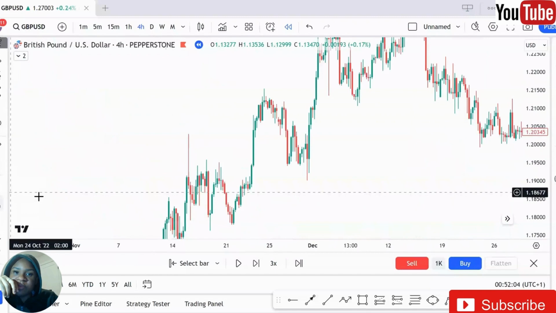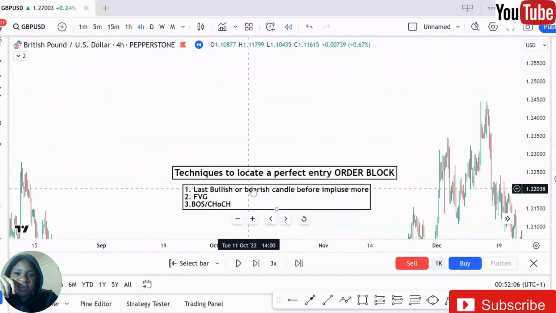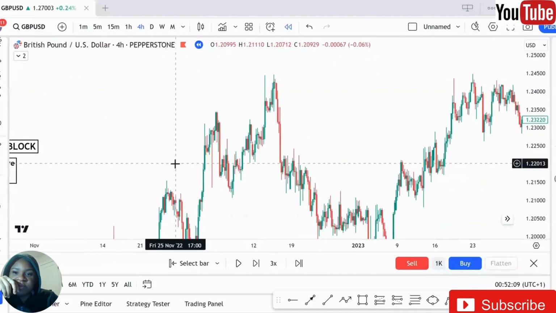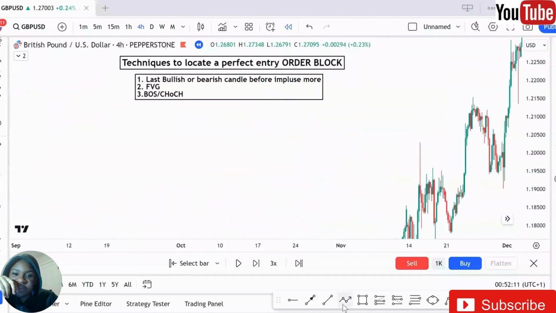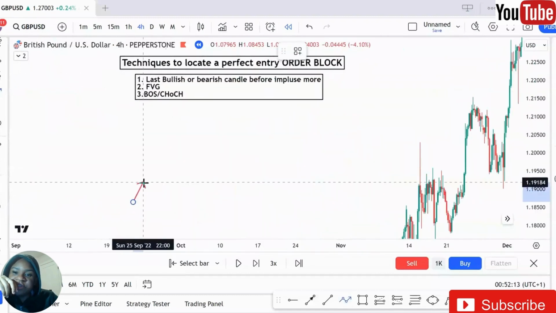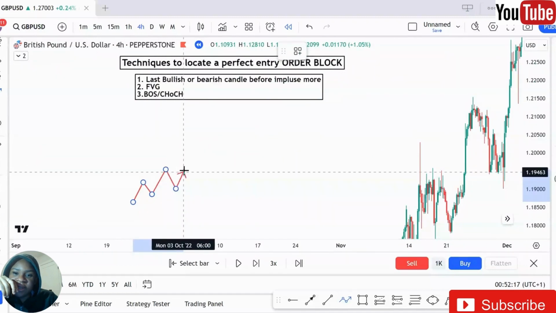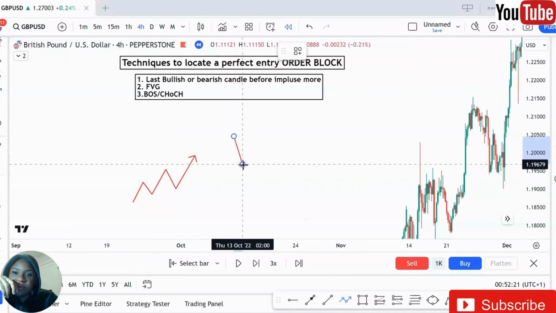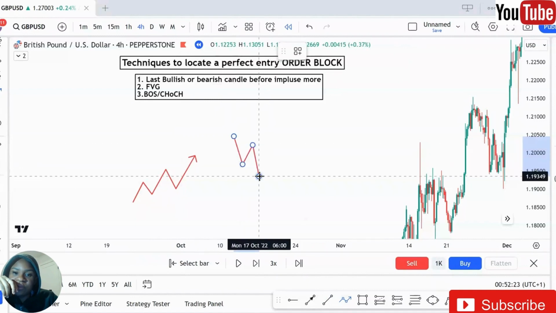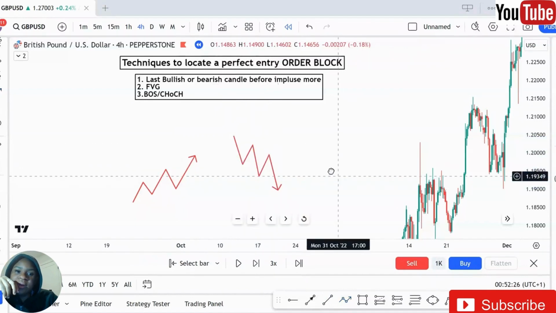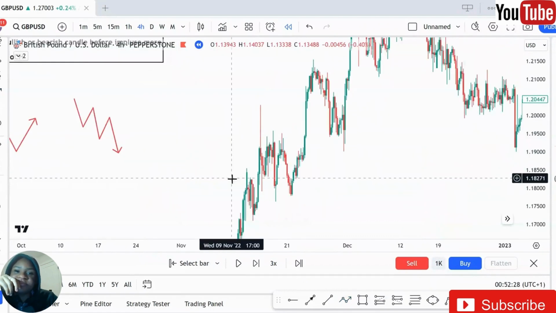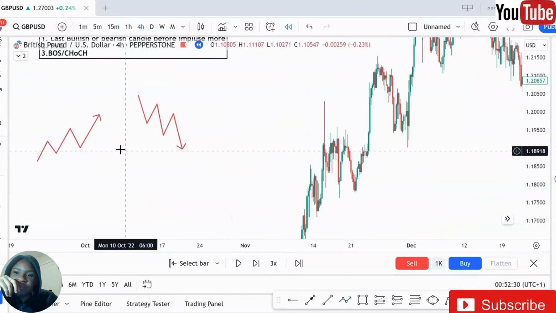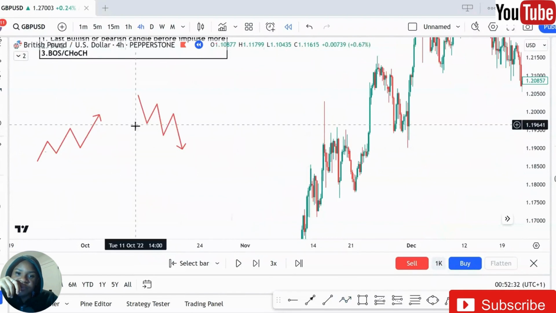I'm going to use a more lower time frame, but I'm going to show you as a diagram. This is a bullish scenario: higher high, higher low, higher high, higher low, higher high. And this is a bearish scenario: lower low, lower high, lower low, lower high, lower low. Are you with me? Good. Now this is how we know a bullish movement and we know a bearish movement.